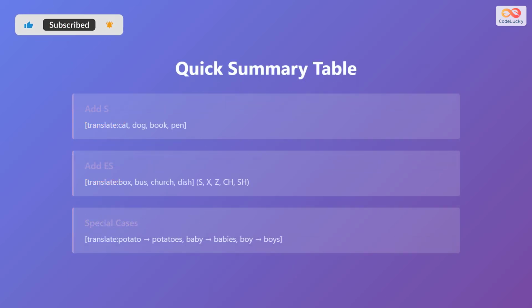Let us review what we have learned. Add S to words like cat, dog, book, and pen. Add ES to words like box, bus, church, and dish. For special cases, remember that potato becomes potatoes, baby becomes babies, and boy becomes boys. These are the main patterns you need to know for regular plurals.